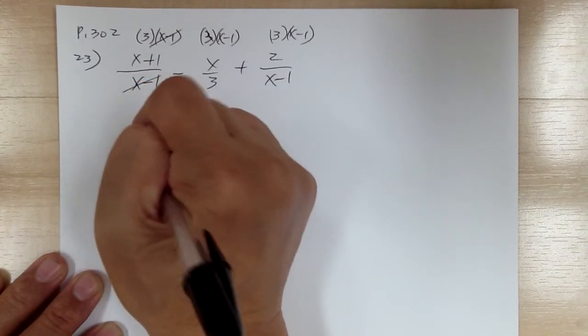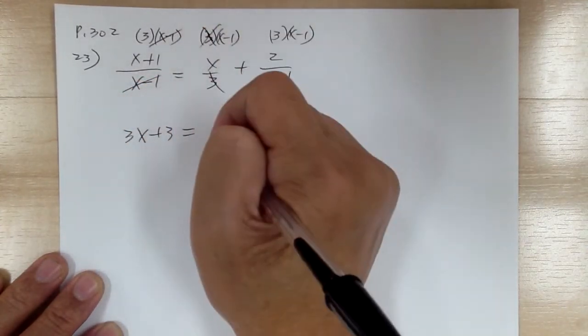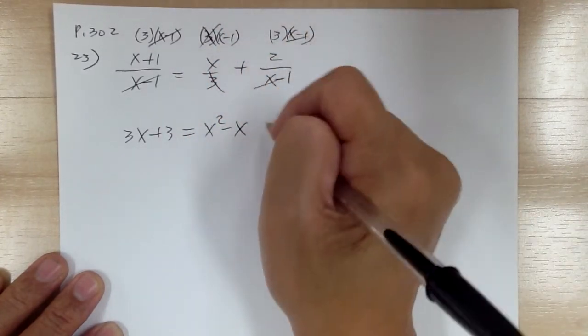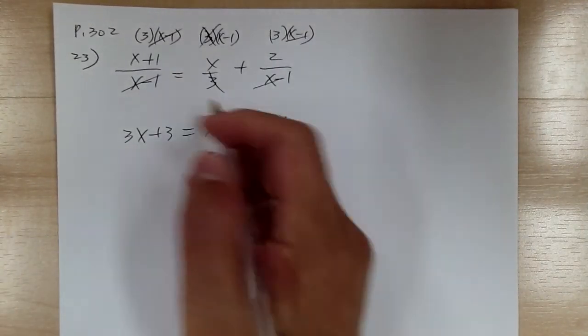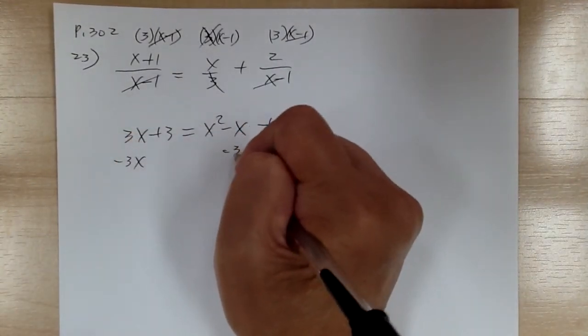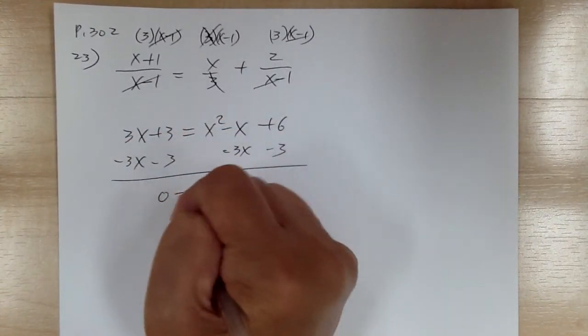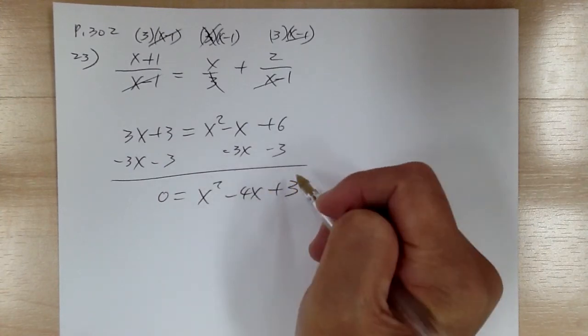So this will become 3x plus 3. This one cancels with this, so it will be x squared minus x. This one cancels, so it will be plus 6. Now since x squared is over here, I'm going to move everything to this side. So minus 3x on both sides, and minus 3, minus 3. So I got 0 equal to x squared minus 4x plus 3.